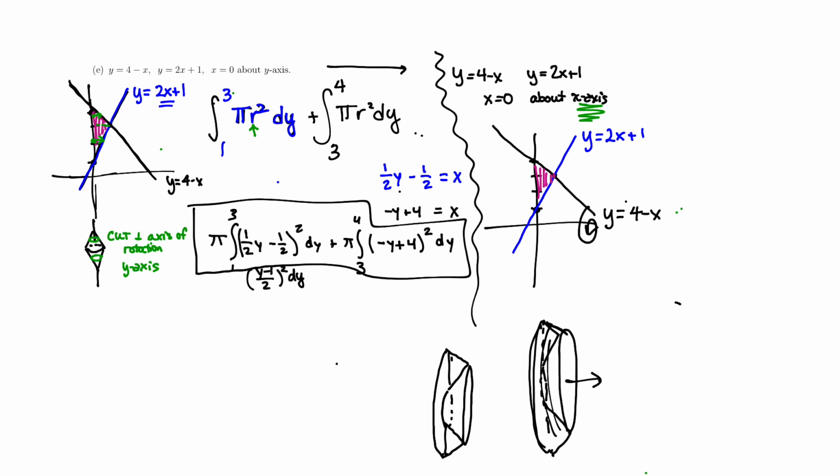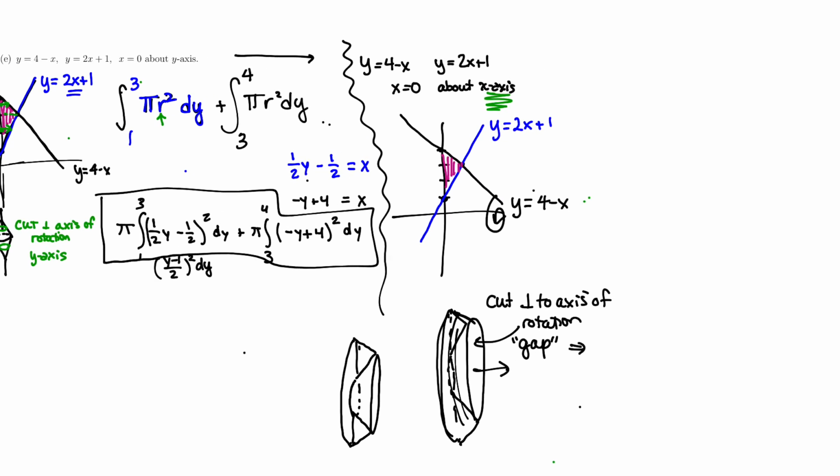And we talked about Friday that when you have gaps and you cut perpendicular to the axis of rotation, when you get a gap, the cross section is no longer a circle disc, but you told me it was a washer because it has a hole in it. Can you see as we cut sideways how we have this washer? There's a gap in the middle. There's a hole in the middle, it goes right through.